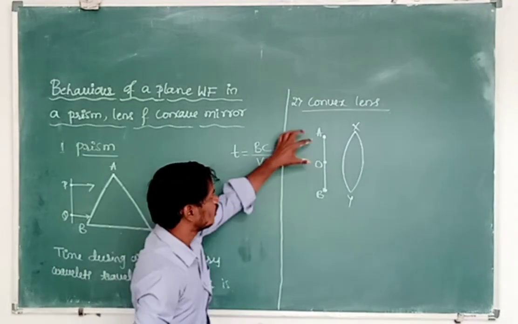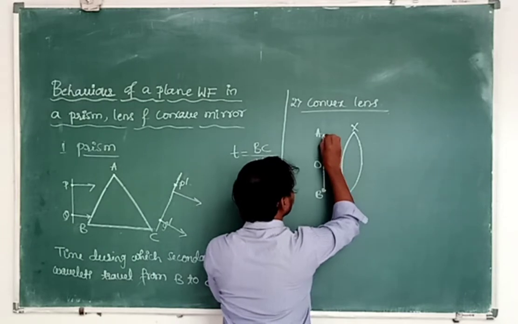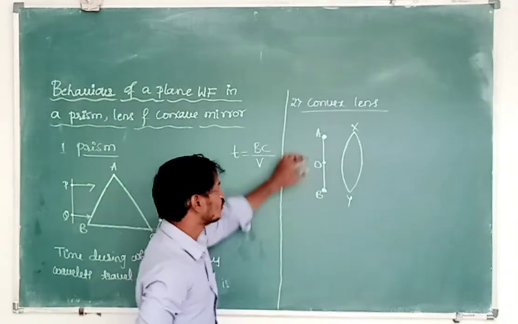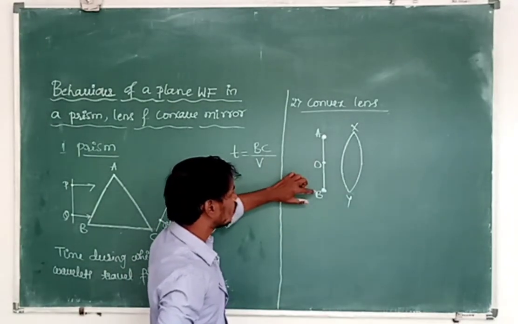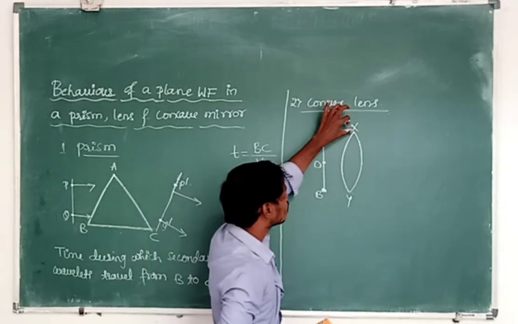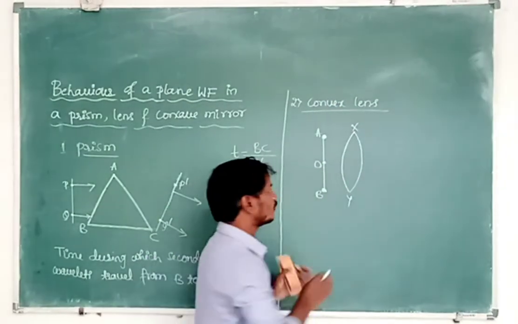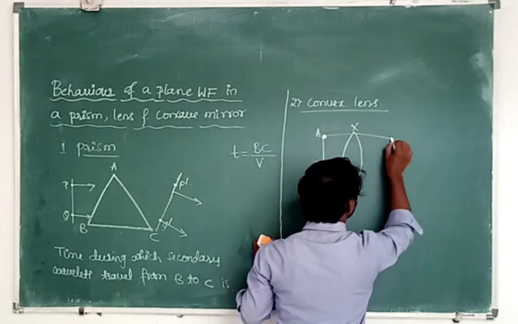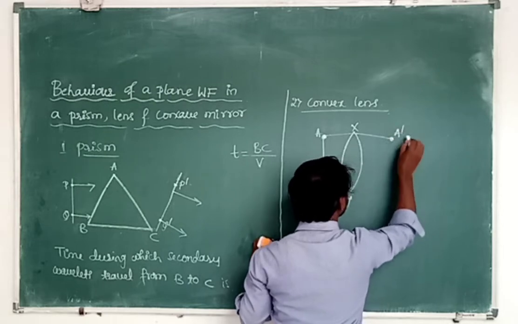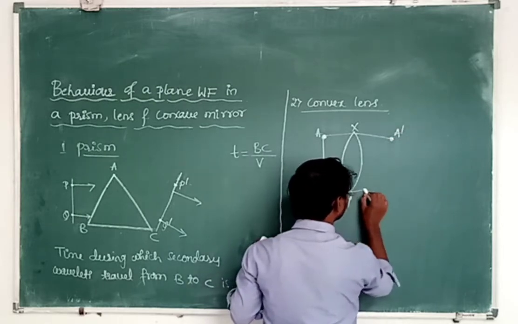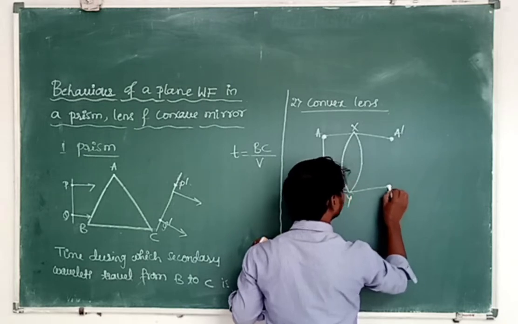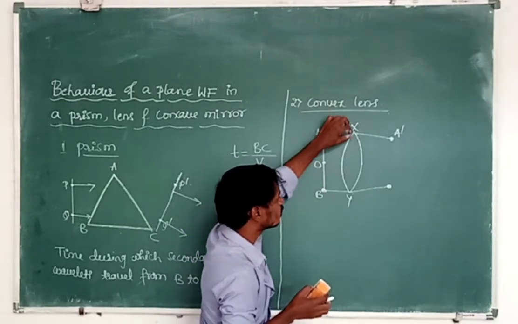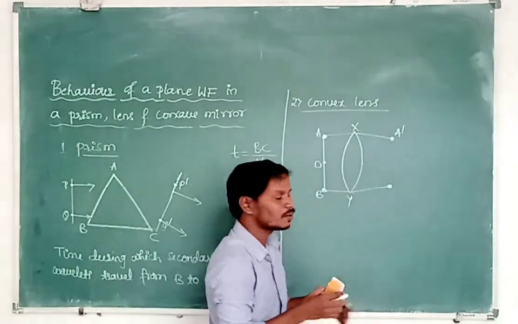A and B travel the same distance, the small thickness of the lens. So A and B, the upper part and lower part of the wavefront, travel the small thickness of the lens, which means they are advanced. I will call them A dash and B dash, because they travel the small thickness of the lens.